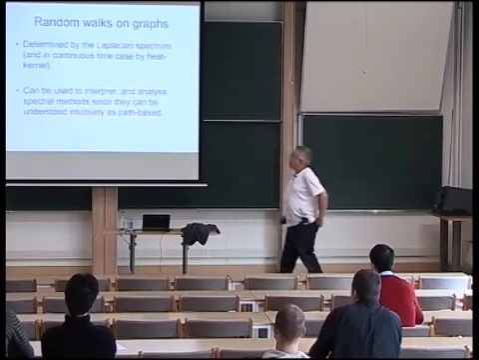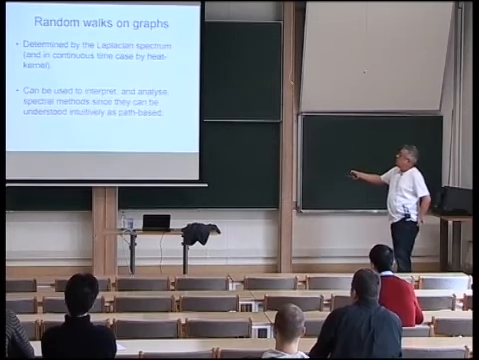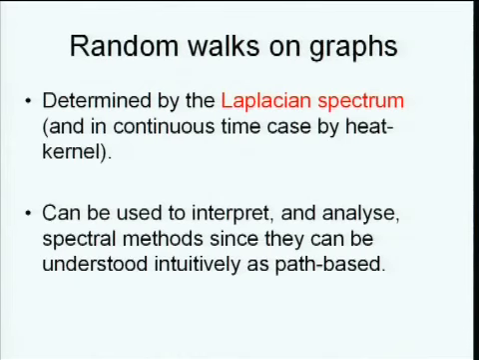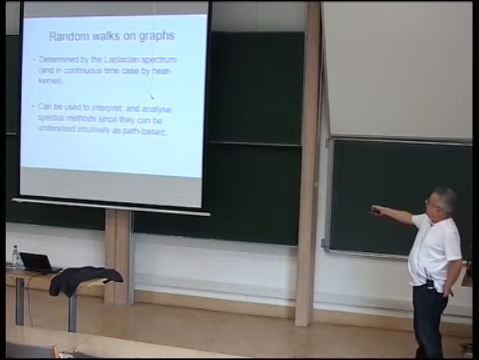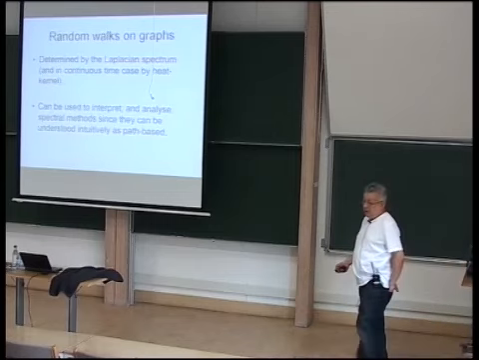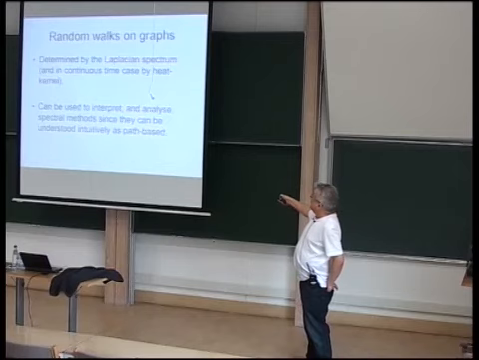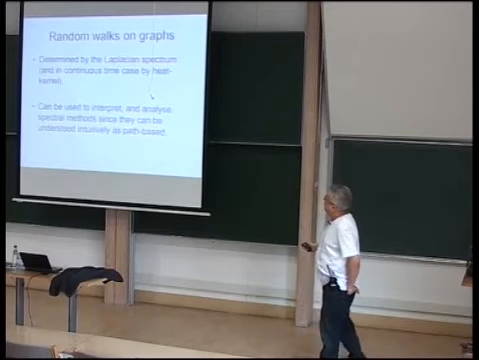And what I want to do is to address some of these problems from a slightly different perspective, and that is to use random walk techniques to analyze graph structures that arise in image analysis and computer vision. One of the important observations that comes out of this, and I'll describe some of the mathematics later on, is that the random walk on a graph is determined by the Laplacian spectrum for the Laplacian representing the graph.